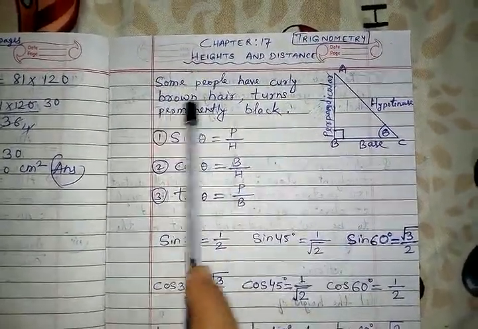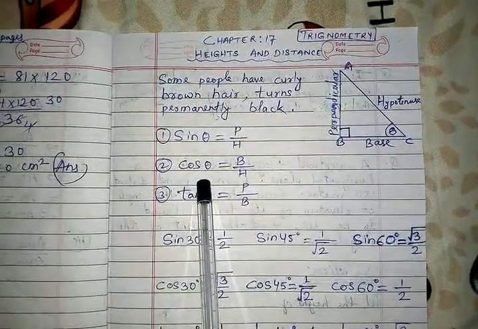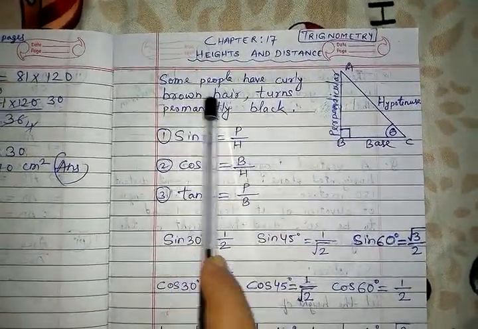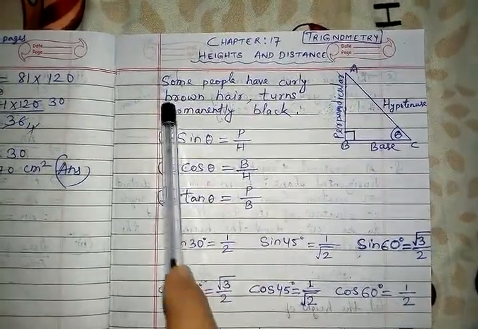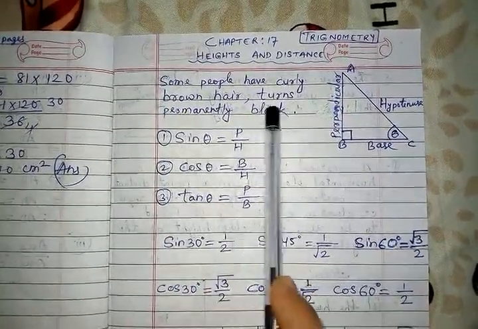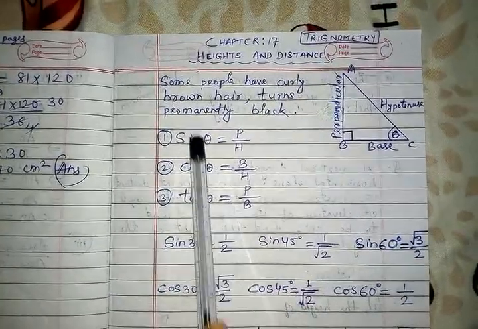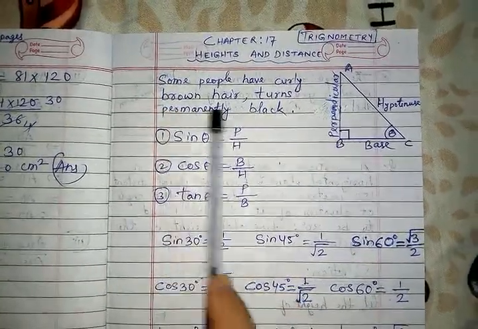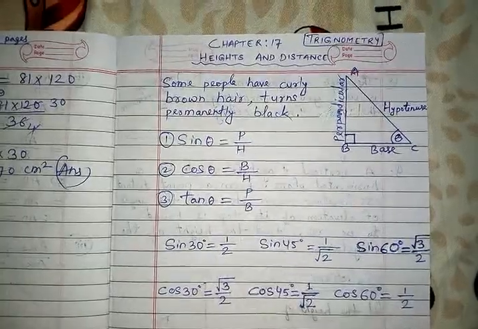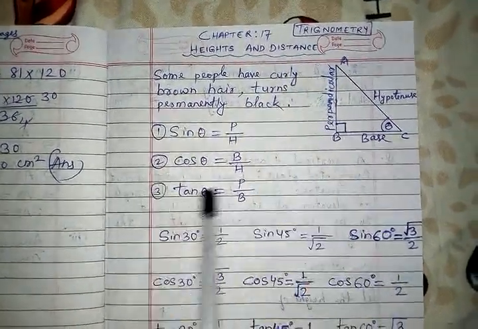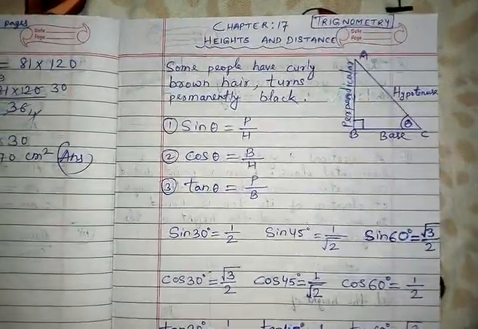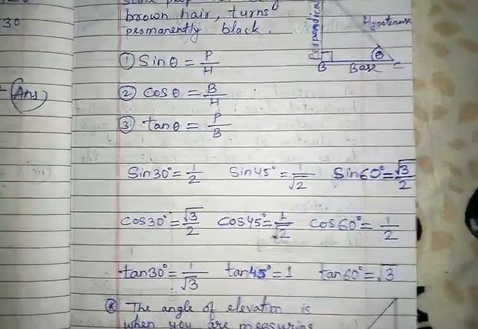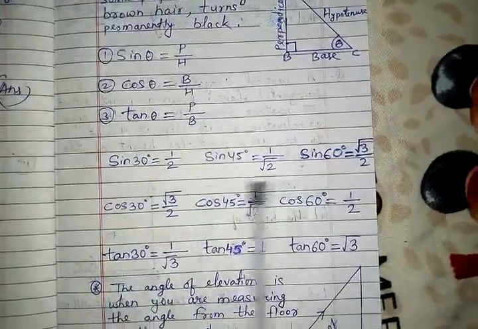Now Curly brown hair: C is for cos theta, and brown hair is base by hypotenuse. And now Turns permanently black: T is for tan theta, and permanently black means P by B, that is perpendicular by base. So remember this sentence, and the formulas are very easy to remember. This is a revision also, children, you all know.